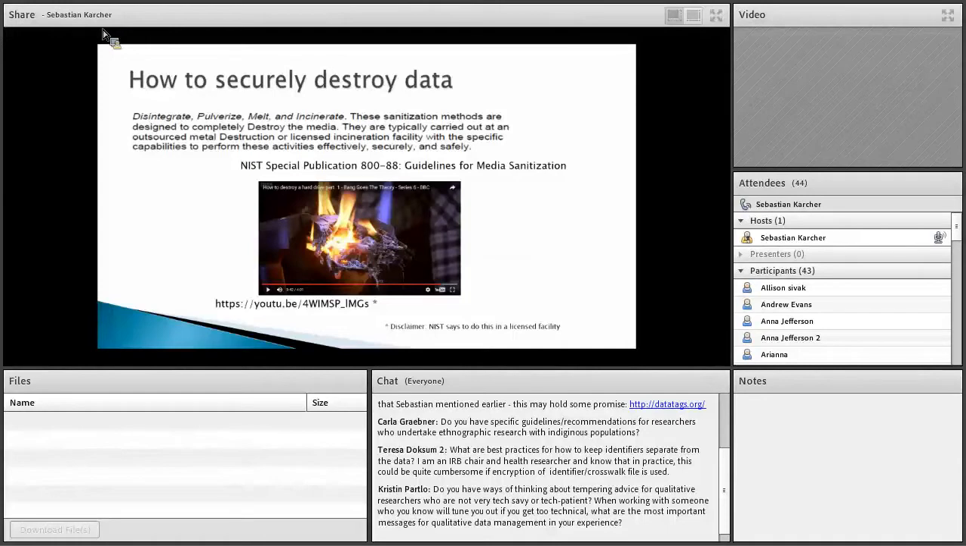Great question by Kristen here. So how do we deal with low-tech people or low-tech patients? The recommendation would be to think through easy workflows and work with templates as much as possible. I think those would be my two recommendations.